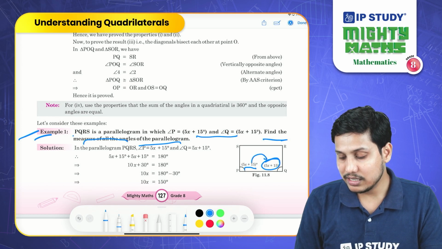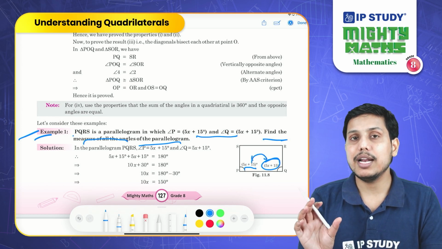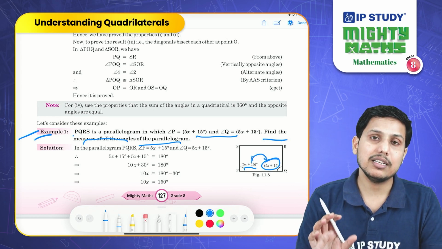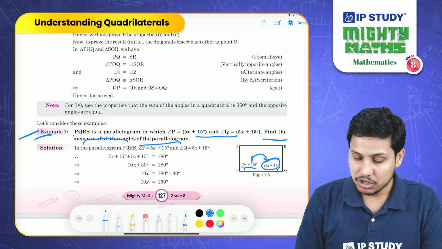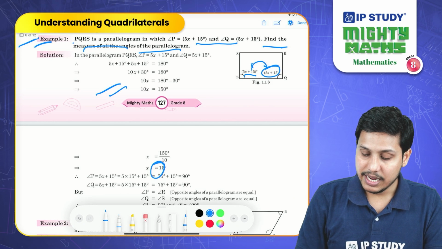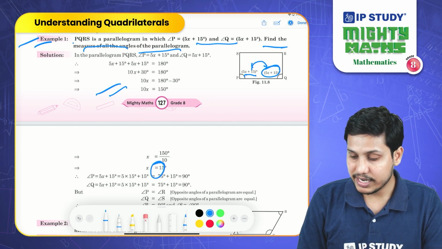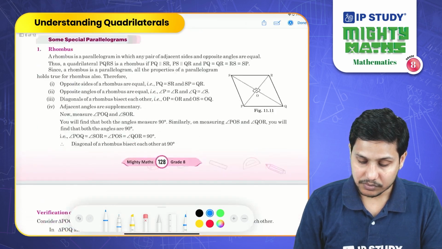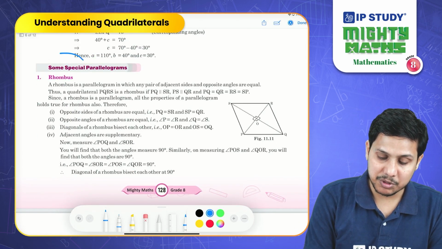These two are adjacent angles, and we know that we have a property of adjacent angles that their sum is 180 degree. So if we use this property, you will get x as 15 degree, and if you put it over here, you will get that these two angles are 90 degree. Clear? Now moving to the next property, some special parallelograms.